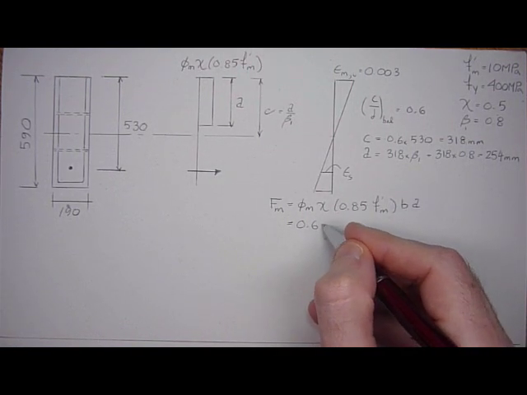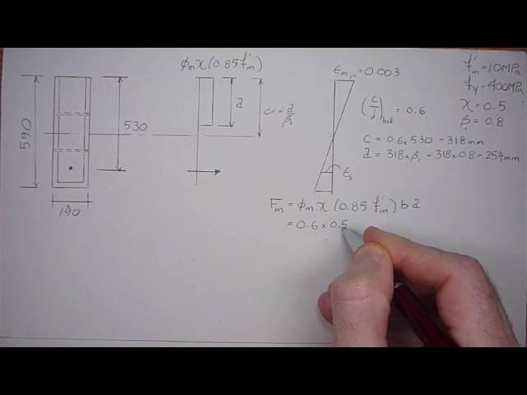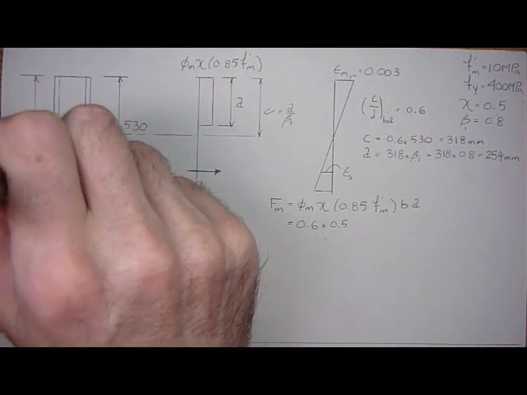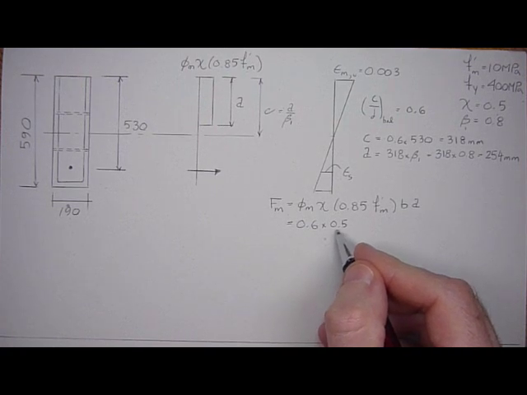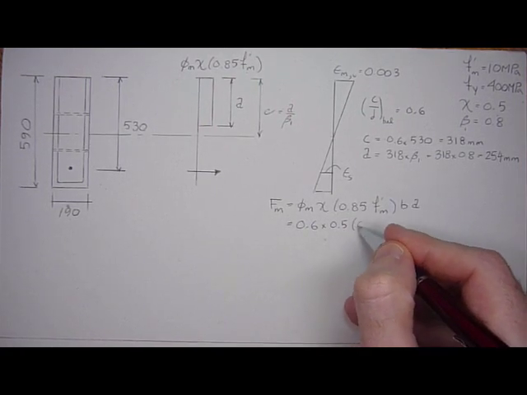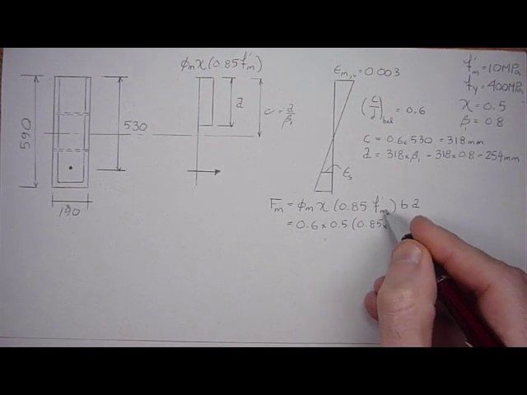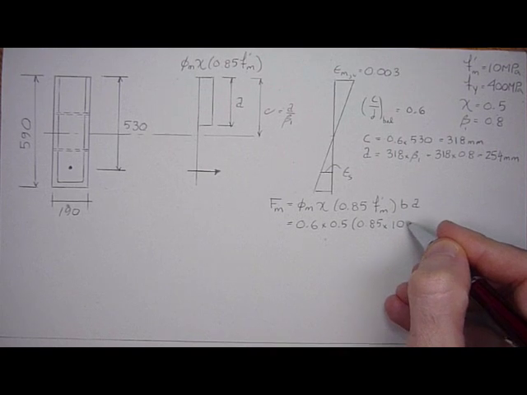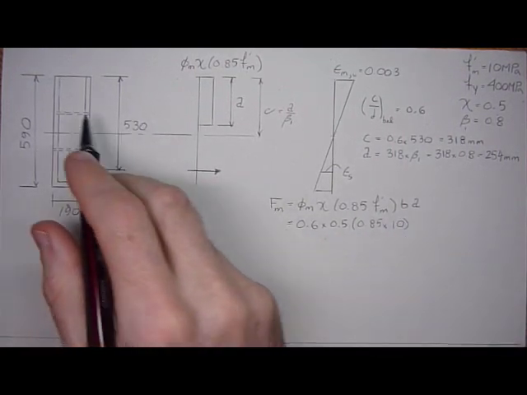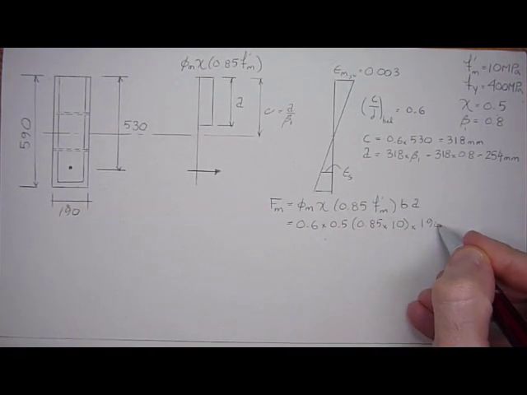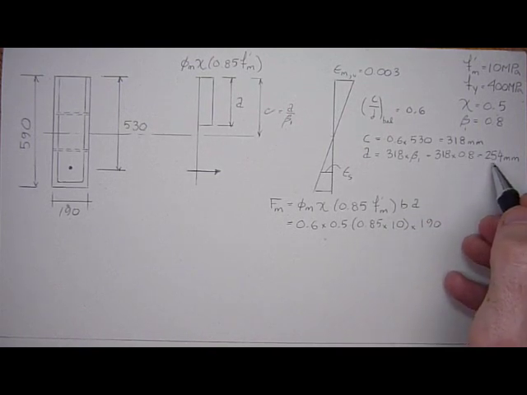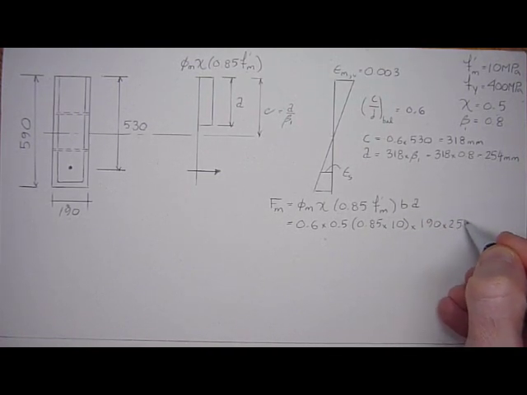And the x factor takes into account that because the stresses in this case are perpendicular to the head joint, they're a lot weaker than they would be in a masonry wall, which is perpendicular to the bed joint. So we have 0.5 as a continuity factor, and 0.85 times f'm, 10 MPa, is our compressive strength of the masonry. And then b, the width of the masonry, is 190, and a is already calculated for balanced conditions. It's 254 millimeters.